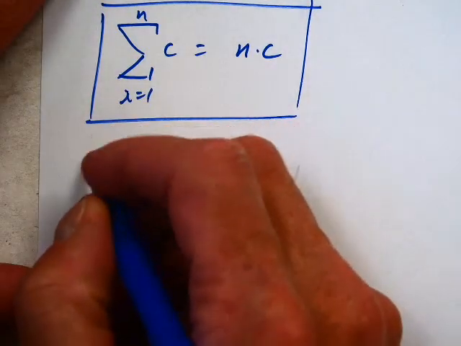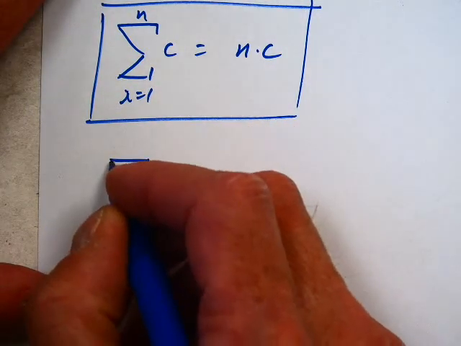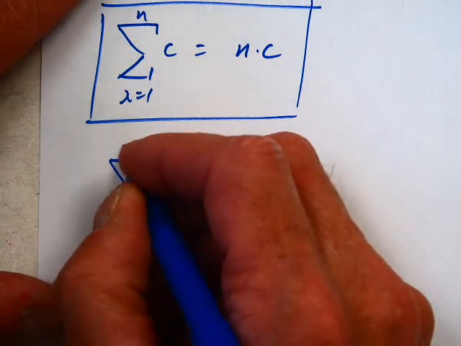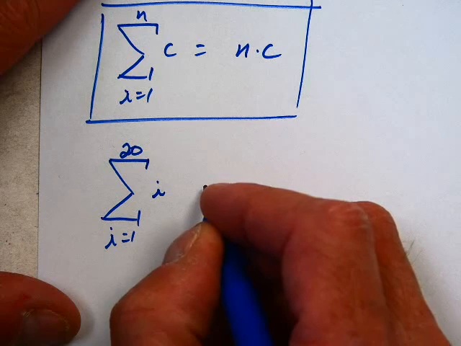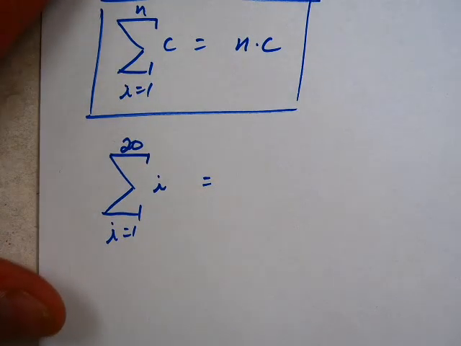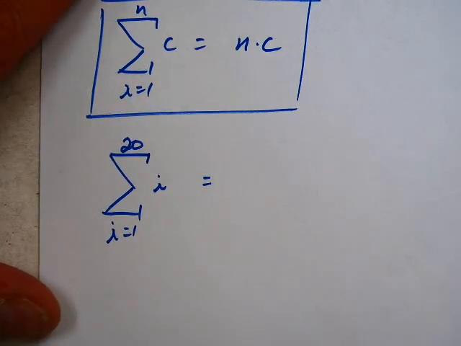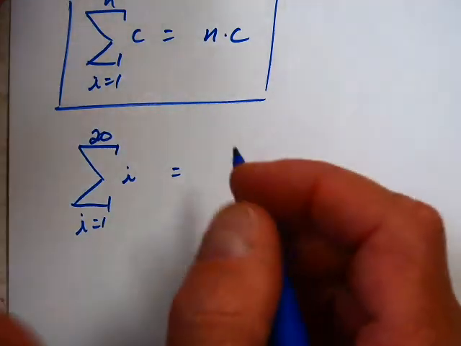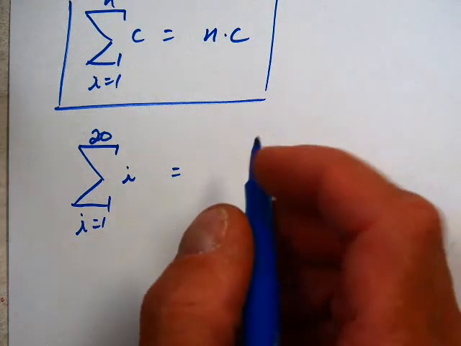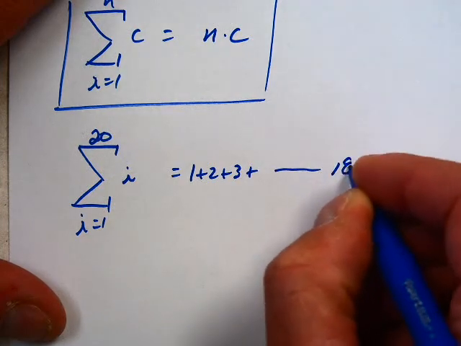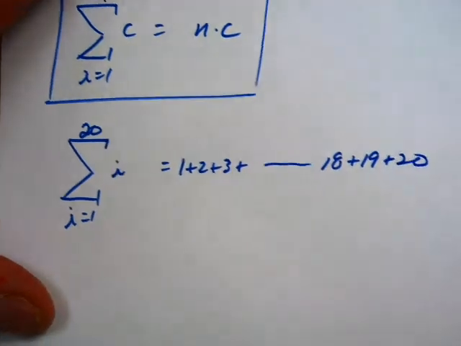So the next type of situation I want to take a look at is what if I said i equals 1 to 20 of i. Now that would be if I was multiplying them together, not adding them together. It wouldn't be 20. 20 would be my last term. This one's not as easy to see, but we can come up with it. So I'm going to have to write it out. 1 plus 2 plus 3 plus 18 plus 19 plus 20.